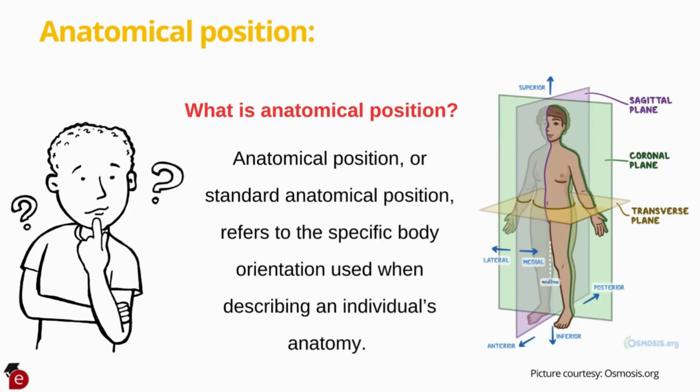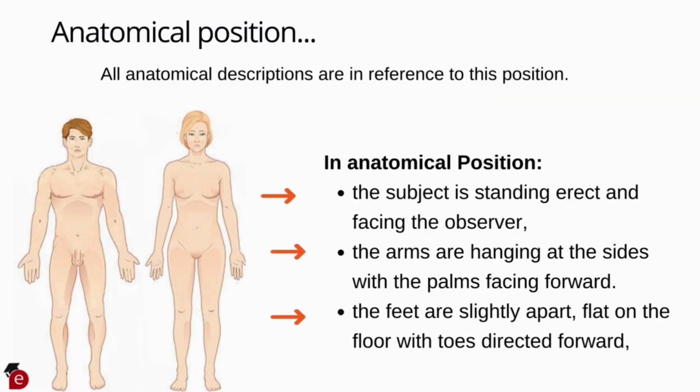Anatomical position, or a standard anatomical position, refers to the specific body orientation used when describing an individual's anatomy. So when you're learning about the human body, we usually refer to this particular position. All anatomical descriptions are in reference to this particular orientation of the body. So how do you describe this position?